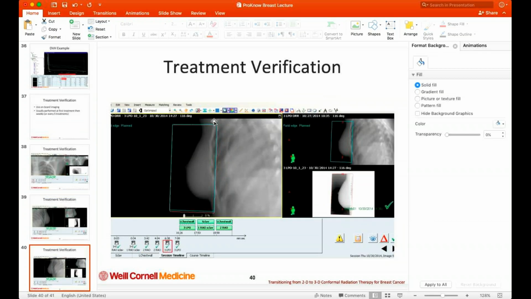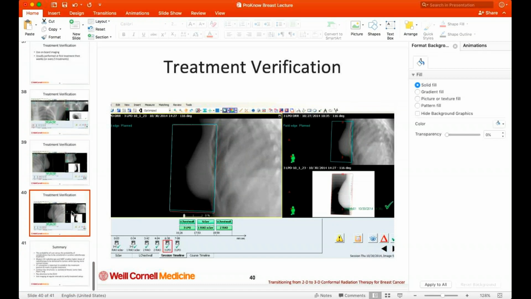Just to make sure, I make sure that the chest wall on the DRR, on the digital radiographic reconstruction, is the same as it was at the time of the CT simulation. So I compare the CT simulation image with that day's image. I look at the chest wall. I look to make sure that the bottom of the breast isn't being clipped by the inferior border of the treatment field. I make sure that there's enough flash anteriorly for the breast. And those are the key things that I look at when doing treatment verification.